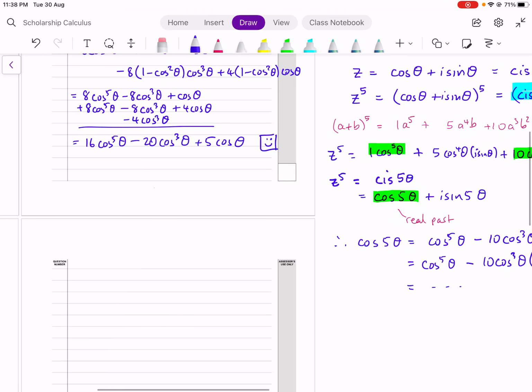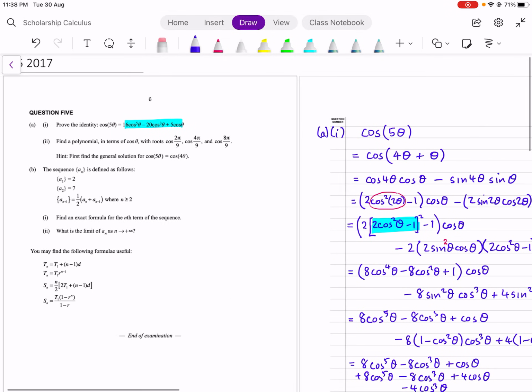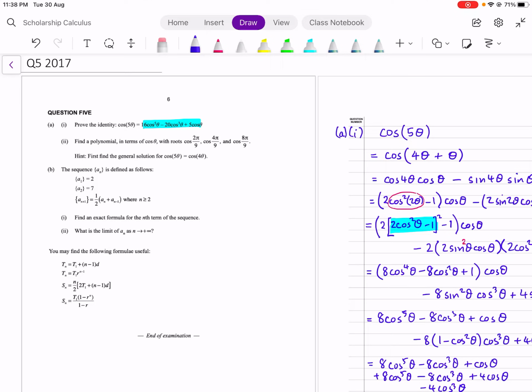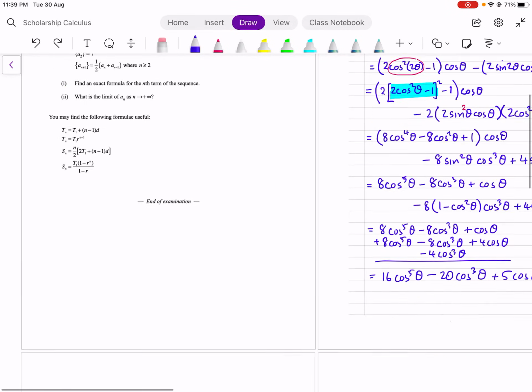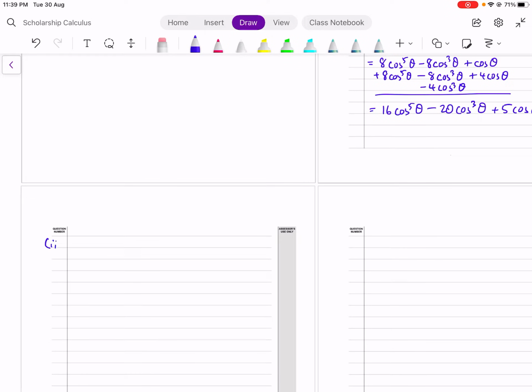Alrighty. Second part. Find a polynomial in terms of cos theta with roots of cos 2 pi over 9, cos 4 pi over 9, and cos 8 pi over 9. Hint, find the general solution of cos 5 theta equals cos 4 theta. Okay, so these questions are connected. So often there'll be a relationship between them. In this case there definitely is, because we've got cos 5 theta equals cos 4 theta. So I don't know quite how that connects at this point, but it's saying start there.